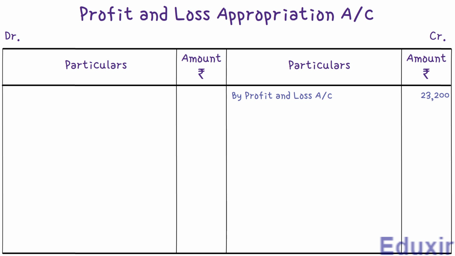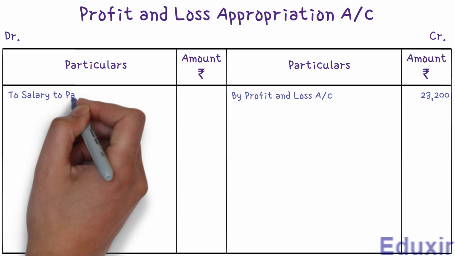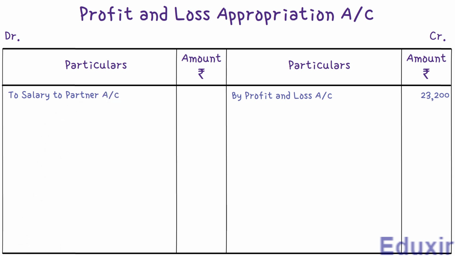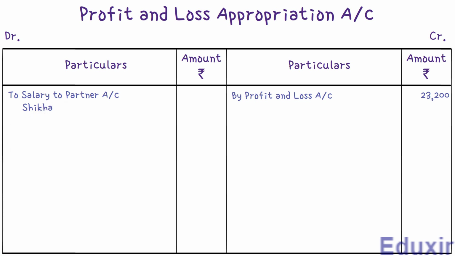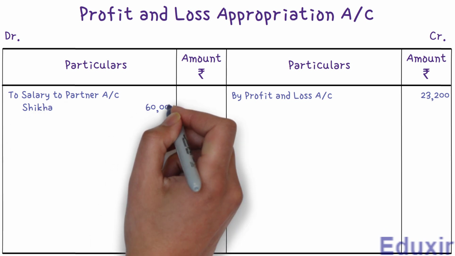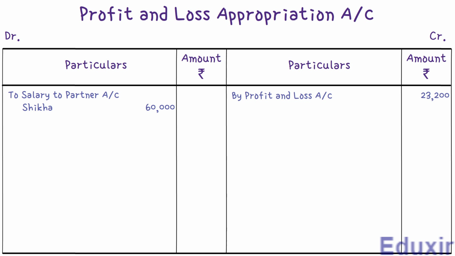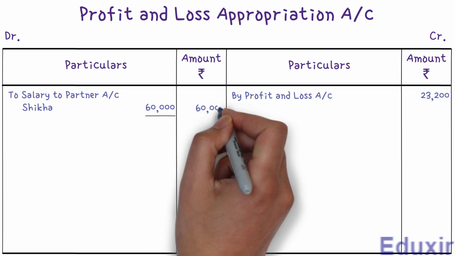Let's first write "To salary to partner account" as the subheader in the particulars column on the debit side. Let's then write the partner Shikha's salary, which is 60,000 rupees. As we have already seen, only partner Shikha is allowed to have a salary. There is no salary allowed for the partner Rakhi. So the total salary amount of all the partners is also equal to 60,000 rupees.